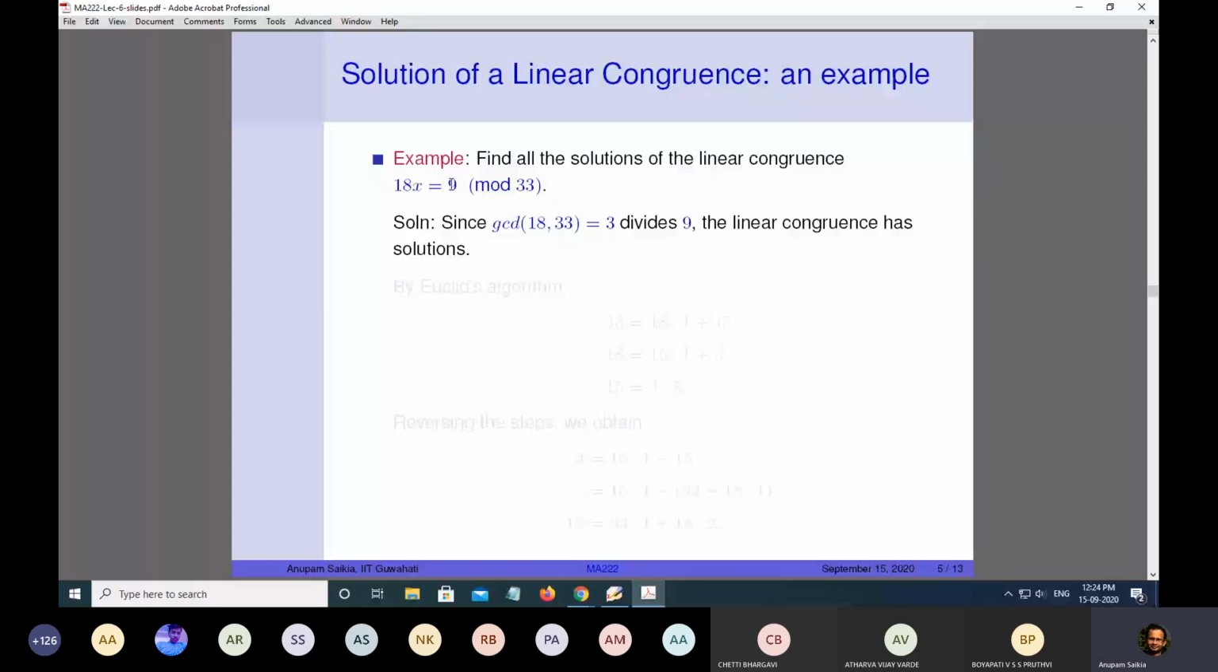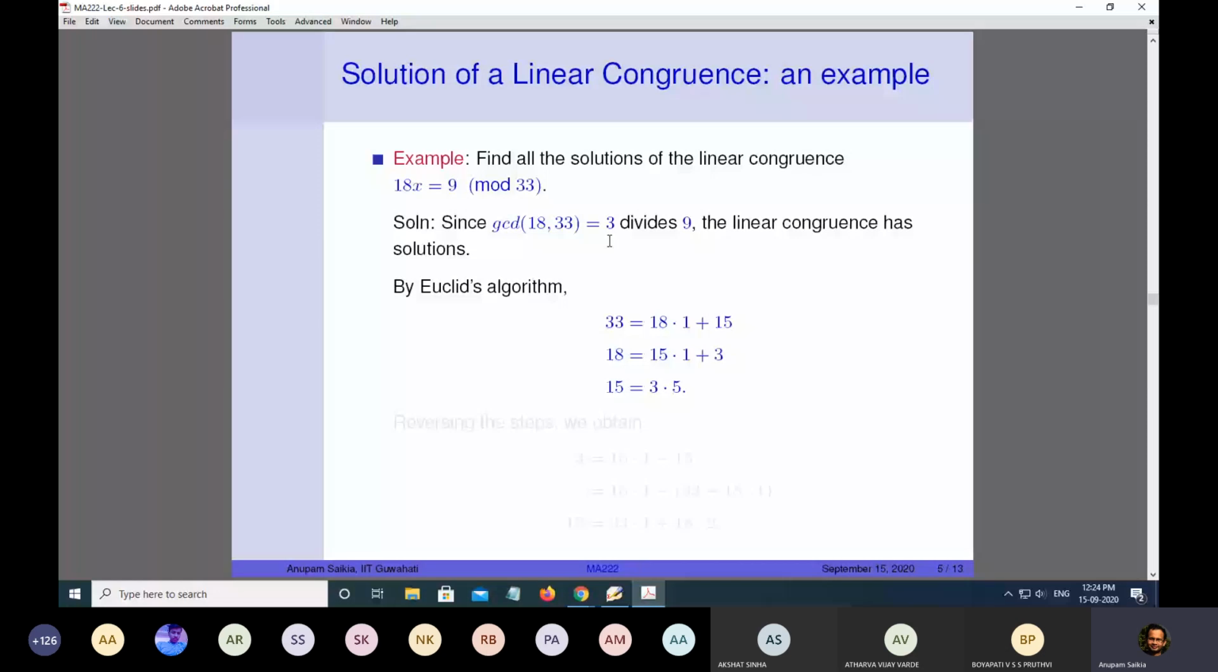Again, I made a mistake, I suppose. Anyway, I'll come to that. So the linear congruence has a solution, since the GCD divides 9. So by Euclid's algorithm, how do I solve? First I have to write the GCD as a combination of 18 and 33. So we perform Euclid's algorithm to this, so that I can solve 18x plus 33y equal to 3, which I should multiply and get 9 as a solution. As before, probably I did not multiply by 3.